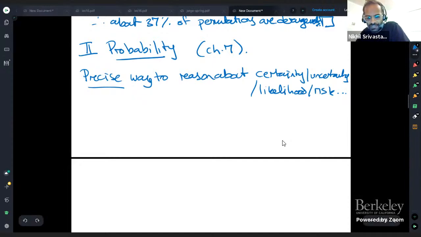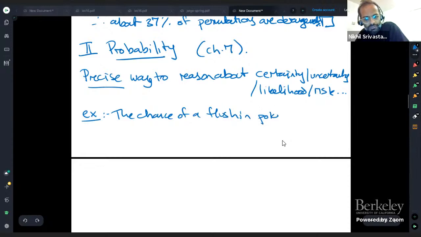And this is something we encounter all the time in life. For example, here are some statements that you might come across. So you might say, well, the chance of a flush in poker, which is a card game, I'll say exactly what this means later, is 2 in 1,000. Okay, that's a concrete statement that comes up if you go gambling. That's a statement about probability. And then you hear other statements that are maybe less precise.